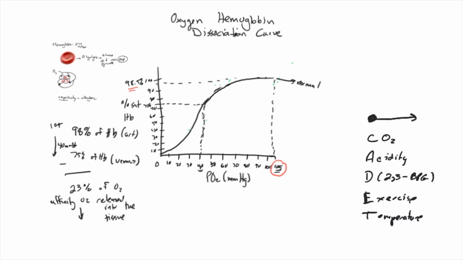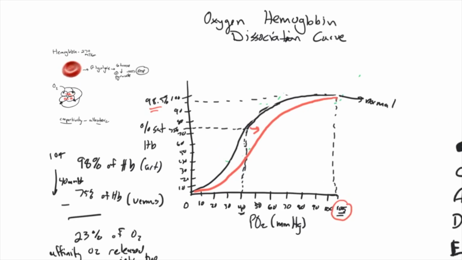Okay, now what happens to a shift right? Let's use a red line to draw a curve shifting right. So we have a rightward shift. Now, what causes that shift right, and we'll make this red arrow here, is going to be an increase in CO2, an increase in acidity, an increase in 2,3-bisphosphoglycerate, which is seen elevated in pregnancy, and this makes sense because those red blood cells are going to be doing more work.